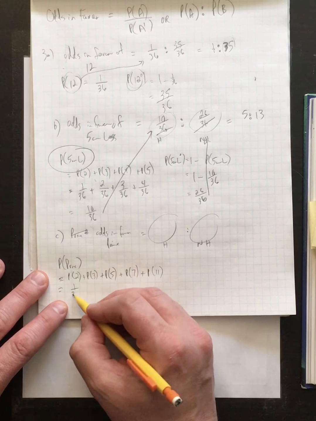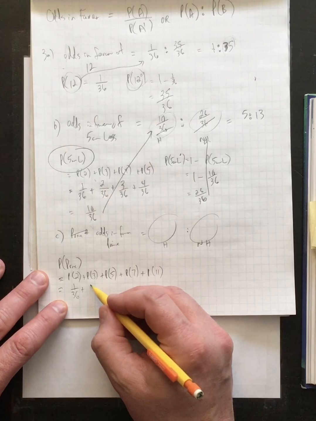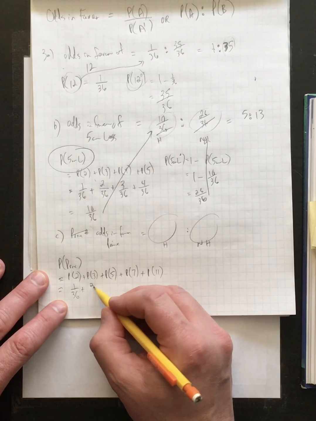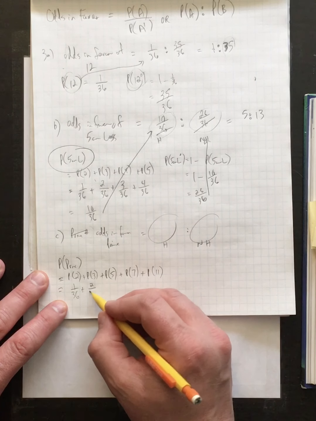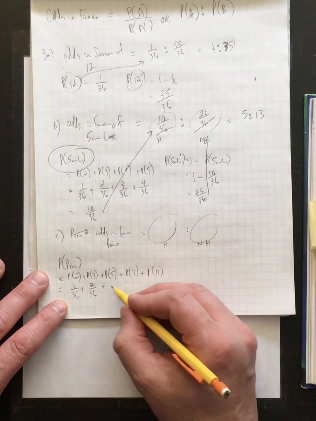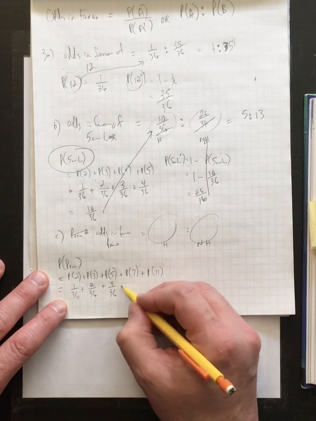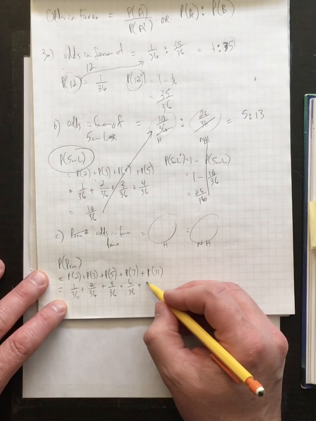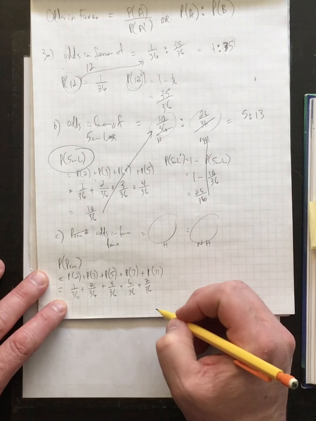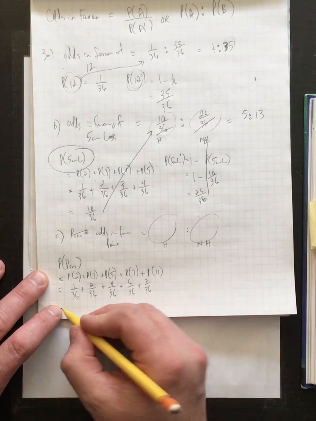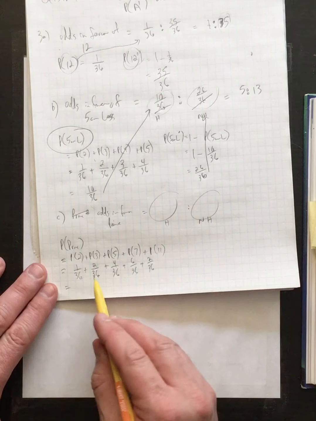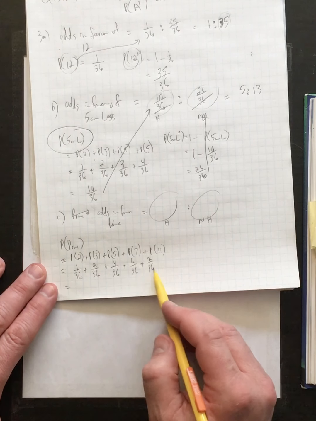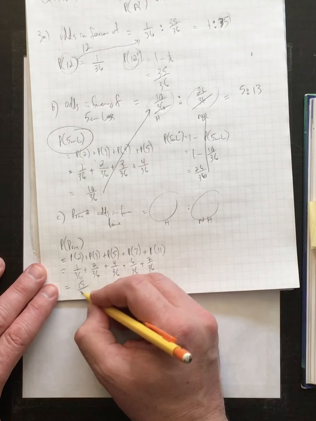Probability of a 2 is 1 out of 36. Probability of a 3 is going to be 2 out of 36. Probability of a 5 is going to be 4 out of 36. Probability of a 7 is going to be 6 out of 36. Probability of an 11 is going to be 2 out of 36, our 5 and 6 and our 6 and 5. Add them all up and we get 15 out of 36.